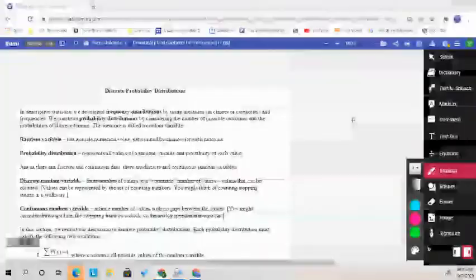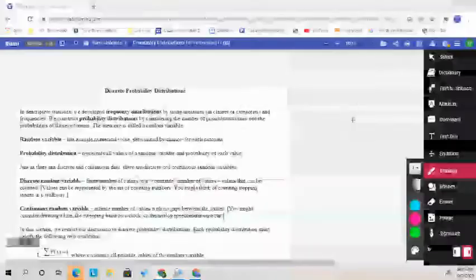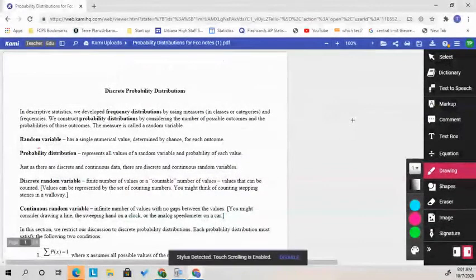So we're going to construct those first, and then we're going to use our graphing calculator. So get that ready if you don't have it out, and we're going to then find the mean and standard deviation of those probability distributions. Okay, so let's take a look at some of our definitions here.